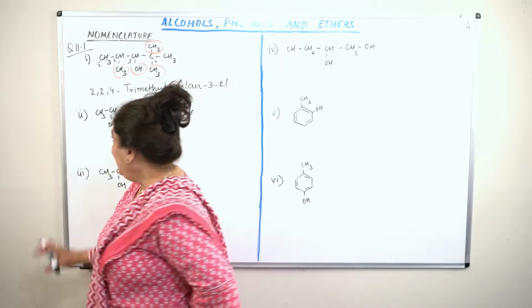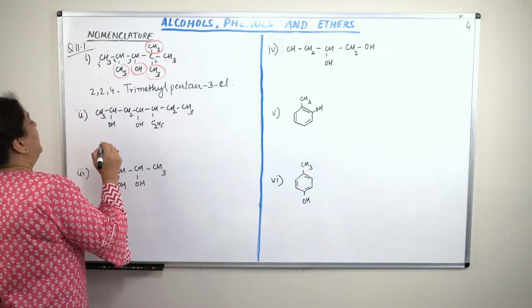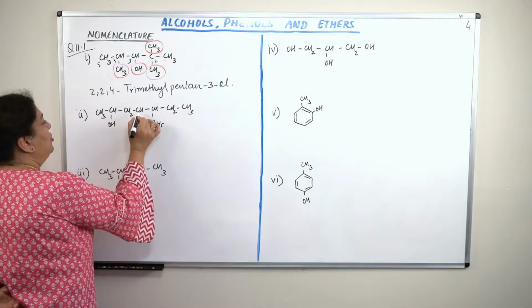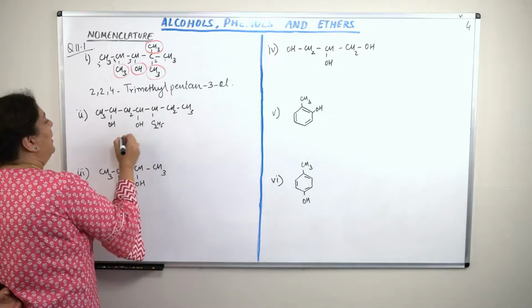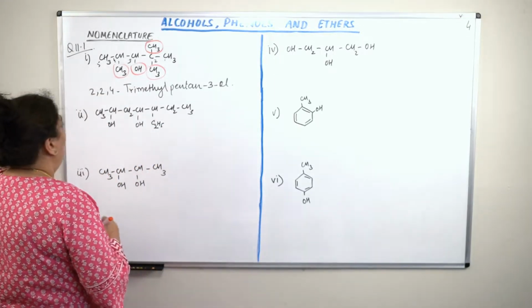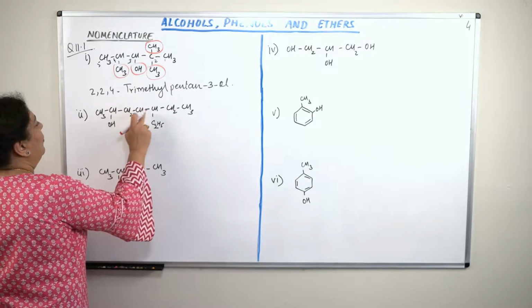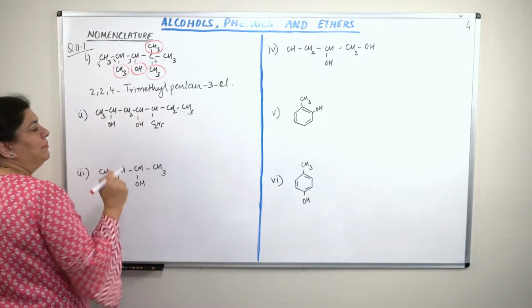Clear? Next compound. My back is killing me. Okay. CH3, CH, CH2, CH, CH, CH2, CH3. So on the branches you have OH, you have C2H5 and you have OH. Again, longest chain 1, 2, 3, 4, 5, 6, 7.